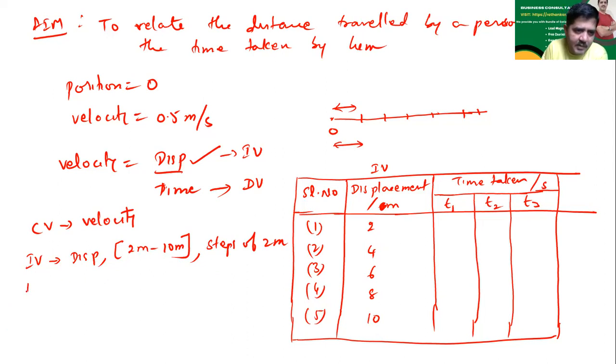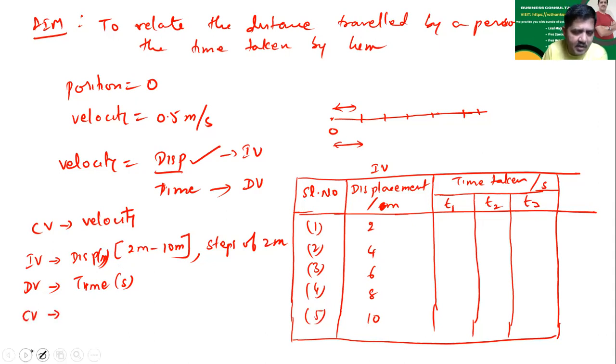Then dependent variable. What is my dependent variable? Time taken. How are you measuring this? In seconds. Here I missed it. Displacement in meters. Okay. And should I write anything here? No, you're not going to write anything because we do not know anything, as this is dependent on the other variable.